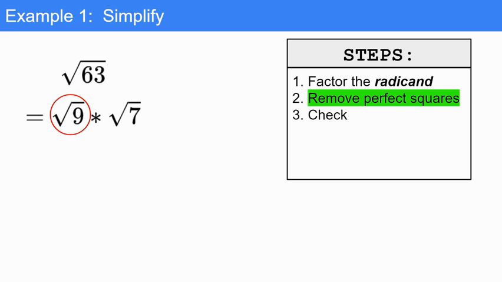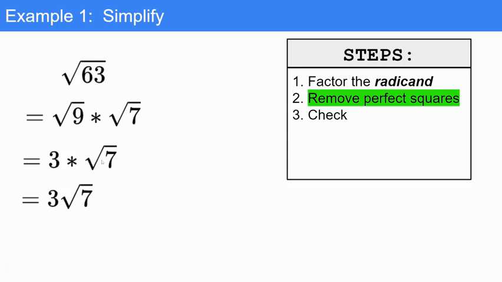What's the square root of 9? Well, the square root of 9 is 3. So this expression here becomes 3 times the square root of 7. All right, which then becomes just 3 times the square root of 7, just removing that star, removing that multiplication sign. This is what we would want to see.